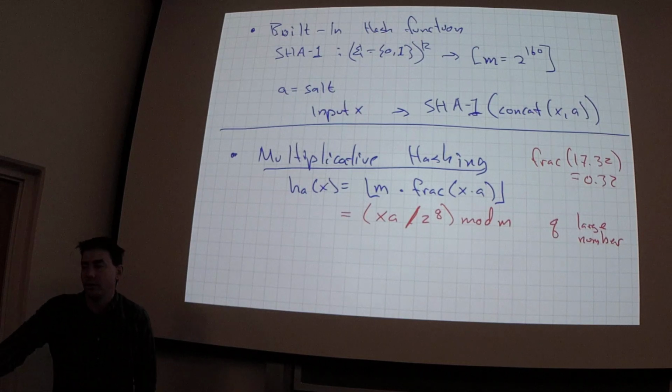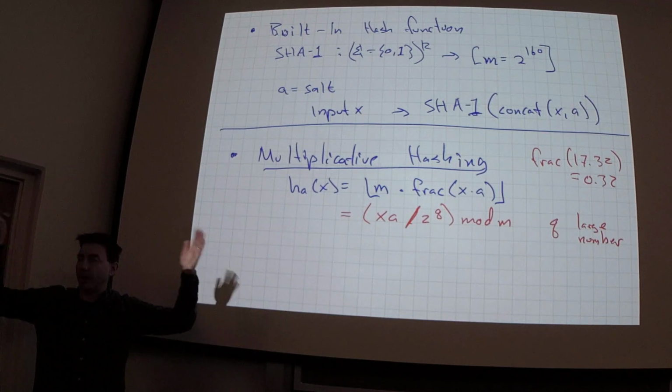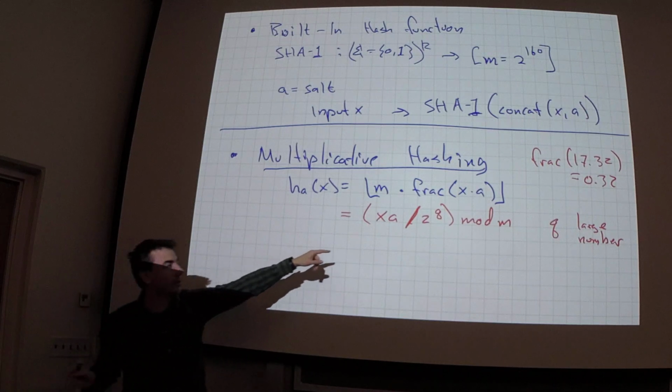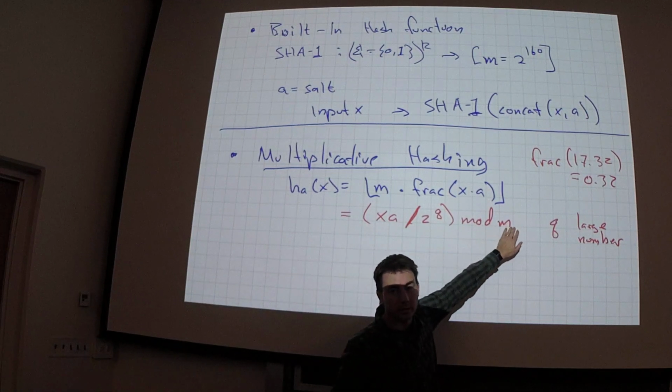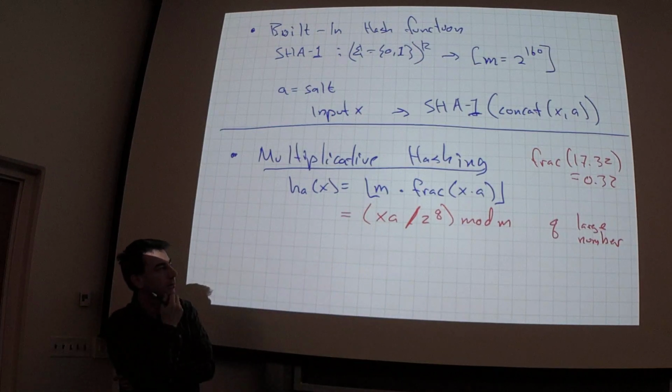Yeah. What is M exactly? M is the domain that you're hashing into. So I want to hash into between 0 and the number of IP addresses, and the number of IP addresses is going to be M. Right, the number of the set. In this multiplicative hashing, is the A referring to the same salt as before? Yeah, it's the same salt.